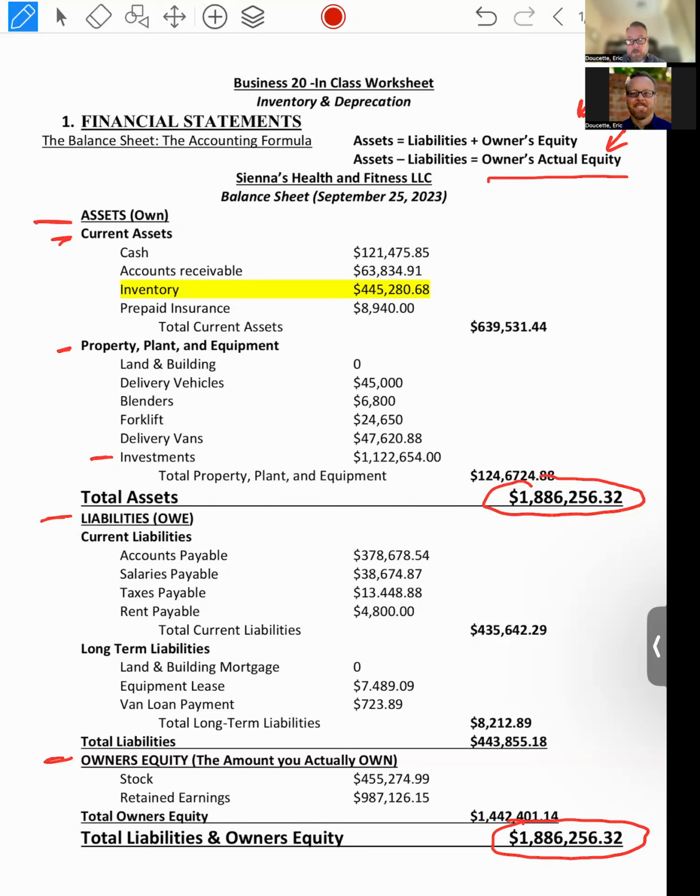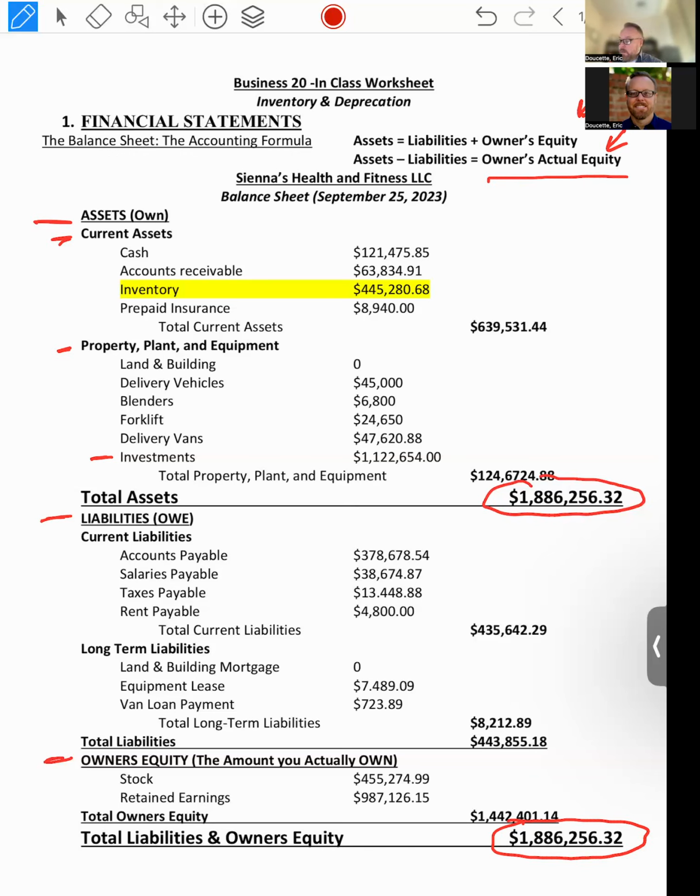And then the second part of your balance sheet is your liabilities. And so your liabilities are also broken into two categories. Your current liabilities, these are the ones that are going to be due the soonest. And so you'll have to pay those right away. And then you have long-term liabilities, which are things like, again, land, building, mortgage, equipment, etc. And those are going to be long-term liabilities that you're going to have to owe for over a long period of time.